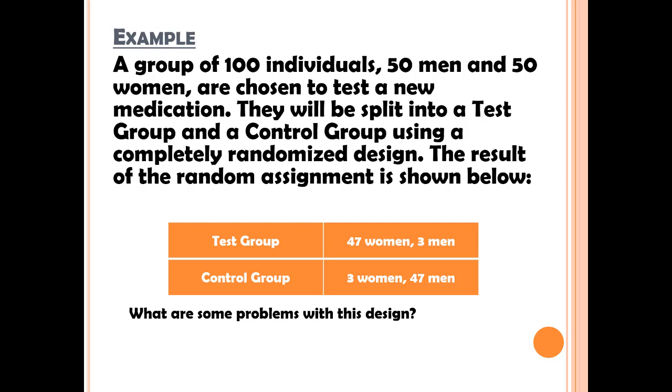So having test groups that are randomly chosen might lead to a whole lot of women in one group and very few men, and a whole lot of men in the other group and very few women, and that might throw off your results.